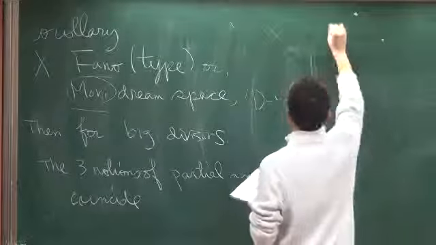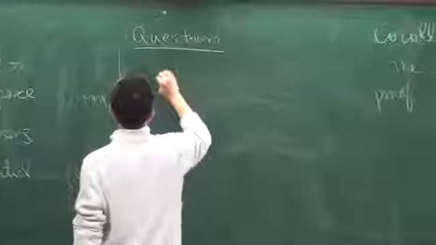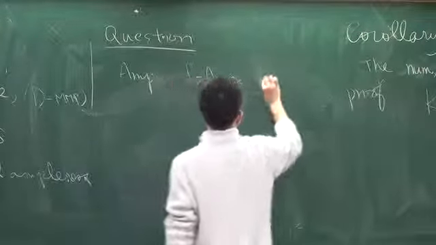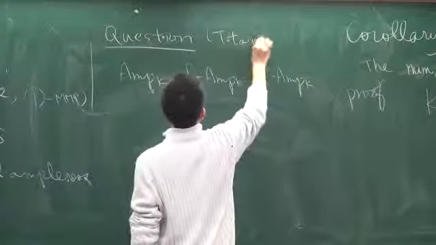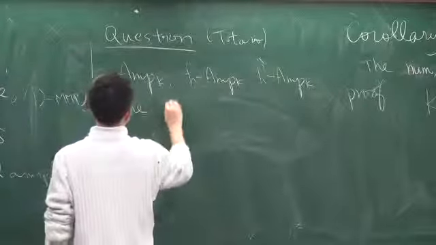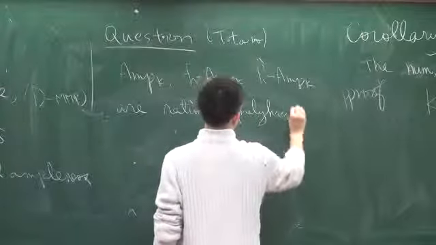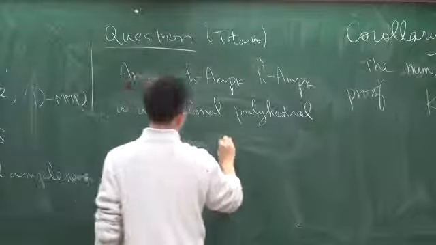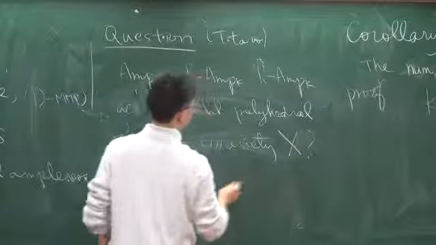And so I'll just finish with one question. We have three cones, M K, H, M K, H hat, M K. It's a question by Totaro: are they rational polyhedral for a Fano variety X? So this is the question.